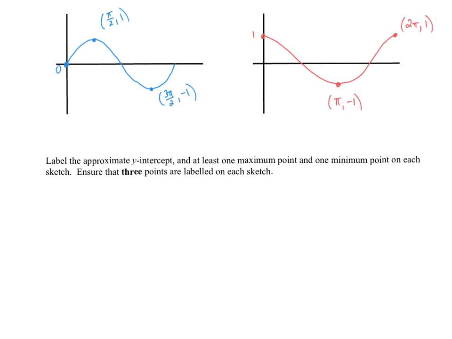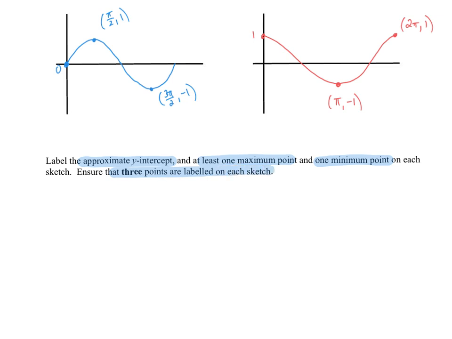Okay, so I have all of that information listed here. Your approximate y-intercept is fine. Ideally, if it's an exact one, we're going to leave it as exact. One maximum point, one minimum point. So we need to make sure that we have 3 points labeled on each sketch.